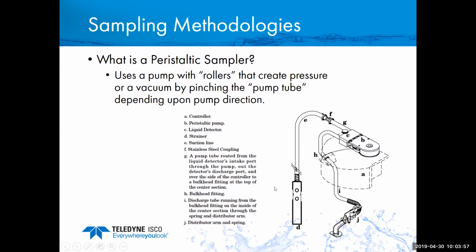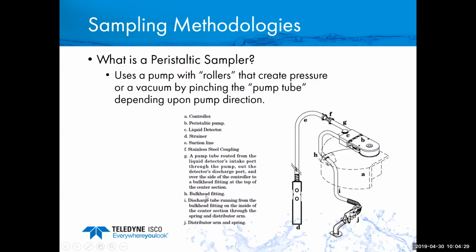The next one is the strainer. That's down here at the source. That's what filters out larger solid material from the water that you are sampling. The next one is the suction line. That's what connects the strainer to the intake of the sampler. There's always a stainless steel coupling that usually goes there. That's F. It joins the harder suction line tubing, E, to the softer pump tubing here.